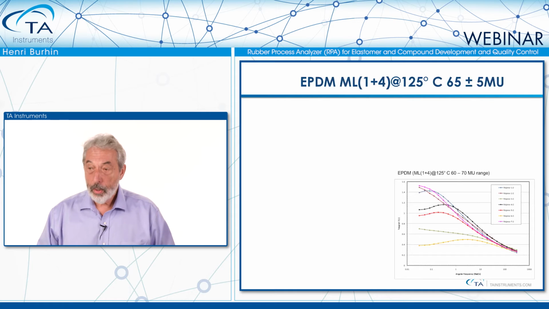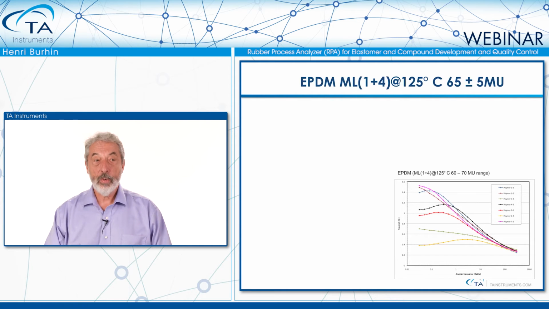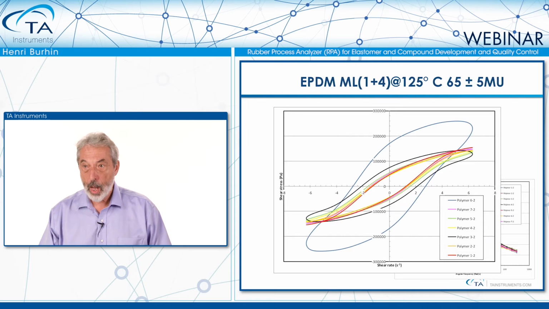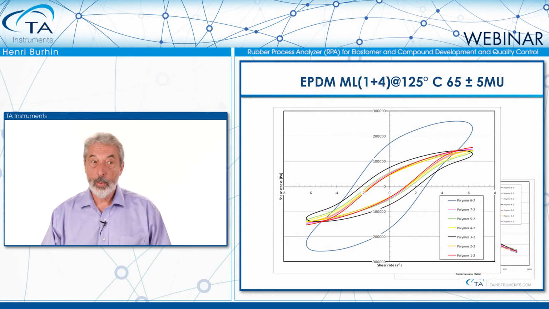So you remember the 7 different EPDMs of the same family, tangent delta. Now, if we do the test at high strain, we can see that we also have a large difference. So we know that we may have a large difference in molecular weight distribution, but we also have a very large difference in long chain branching.